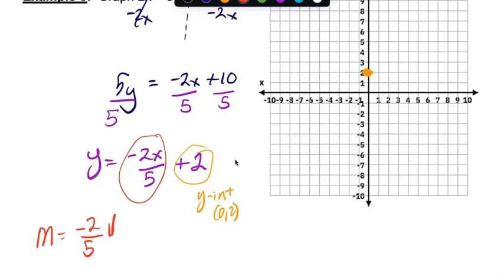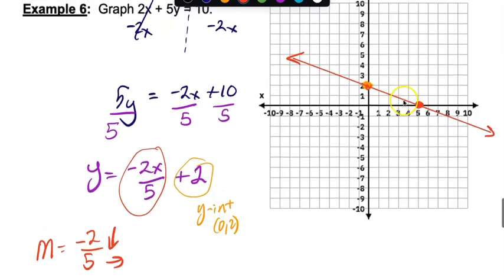So we're going to go down 2 and right 5. From our point, we're going to go down 2 and right 5, so like right there. This time I'm going to do 2 of them. I can connect those 2. And there's my graph.